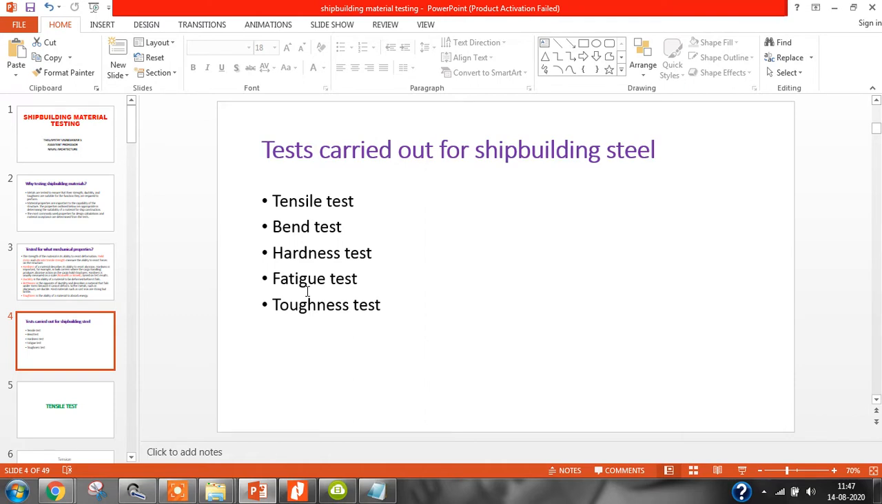That is fatigue. So we are going to conduct a fatigue test to find out how many years the ship will be safe without fracture, without failure, and how many cycles it can run. And for the toughness test, we are going to find the notch toughness using the Charpy impact test, to find out the toughness level so that it can resist fracture.